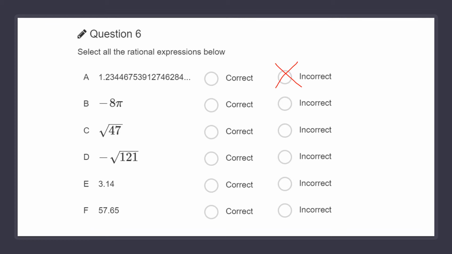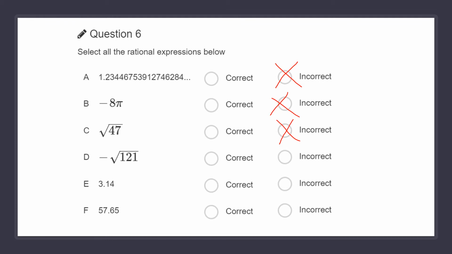B is negative 8 pi. Because pi is irrational, negative 8 times an irrational number is still going to be irrational. For C, the square root of 47. The square root of 47 is not a perfect square because there is no number multiplied by itself that equals 47. So because it's not a perfect square, it is also irrational.